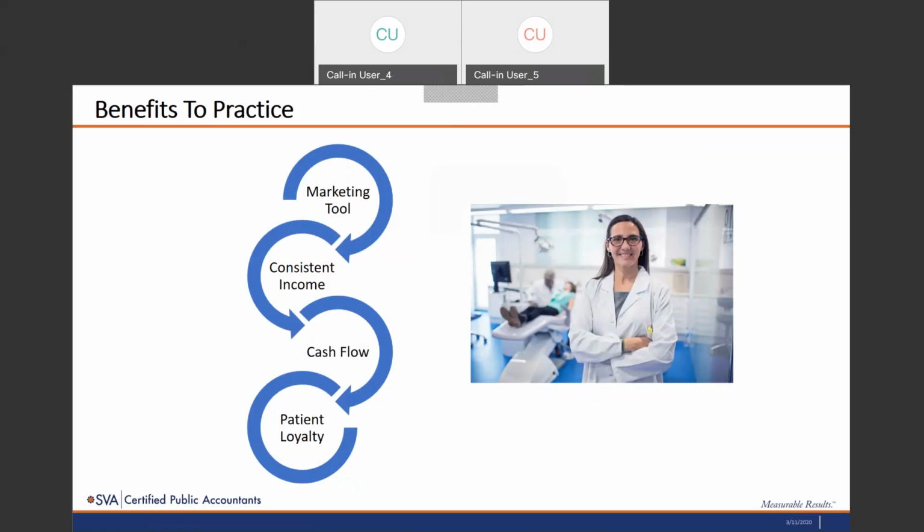Another practice benefit is that it helps create consistent income and consistent cash flow for your clinic. Whether you have your membership plan set up to have patient payments processed on a monthly basis or a quarterly basis, or even if it's just an annual basis, the dental membership plan helps generate consistent and regular income for your practice because you're continually accepting payments for the membership plan itself.